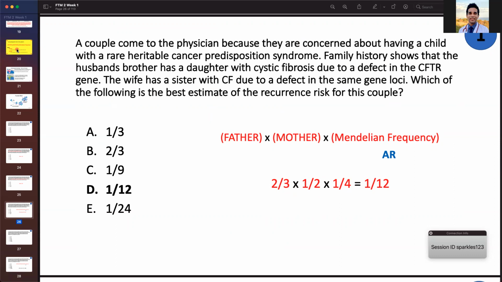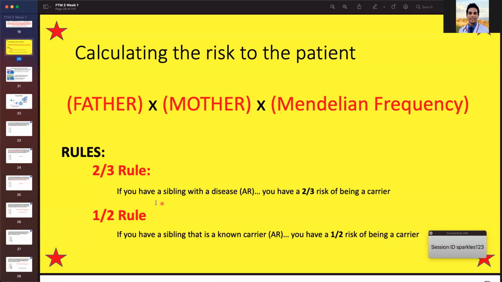I see a couple of folks who had issues with this, so let me go back up a couple of slides so that you guys can take a peek. Make sure you're well aware of these two statements so you can be very confident: when a sibling has the disease, your chance of being a carrier is 2/3, whereas if your sibling is a known carrier, then you have a 1/2 risk. Just be really solid on those two.